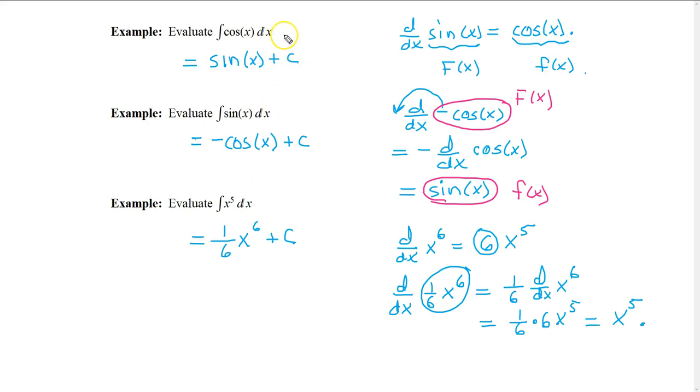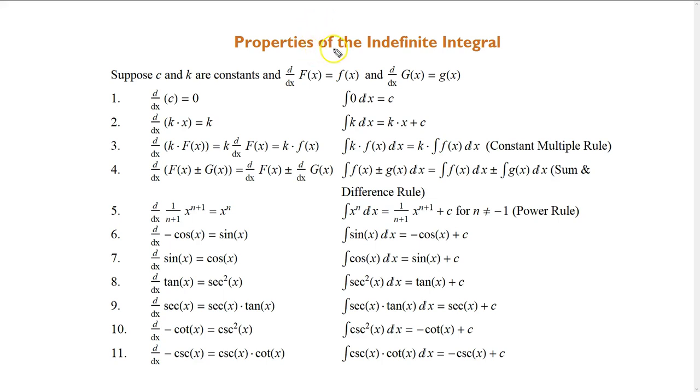Now we will see that we have rules for evaluating antiderivatives for some pretty simple functions, and we'll get to that in a second. Now let's take a look at some properties of the indefinite integral that will help us to evaluate antiderivatives of functions. So to start, we're going to assume that c and k are some arbitrary constants, and that the derivative of capital F is little f, and the derivative of capital G is little g. So we're given these functions.